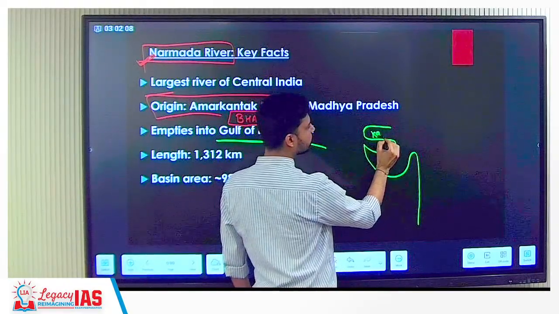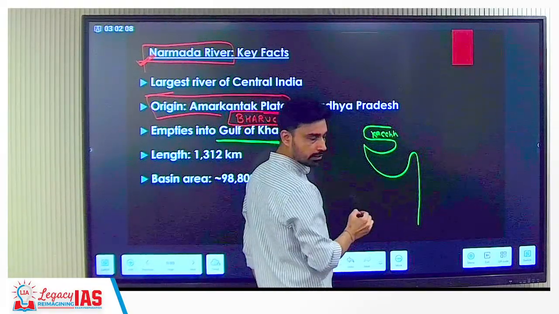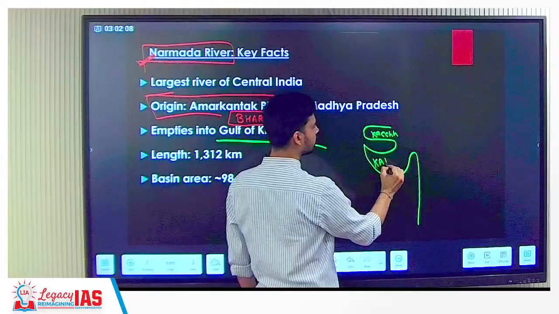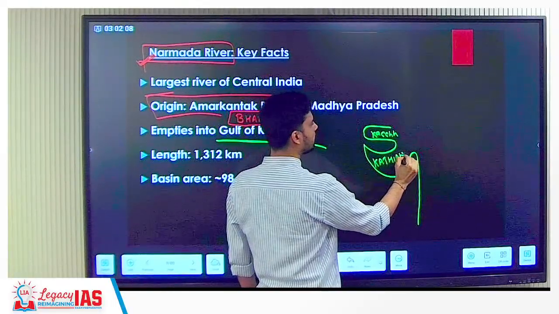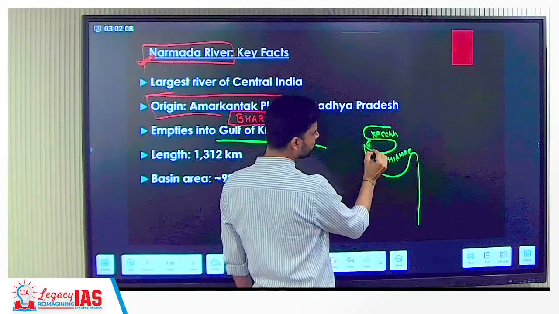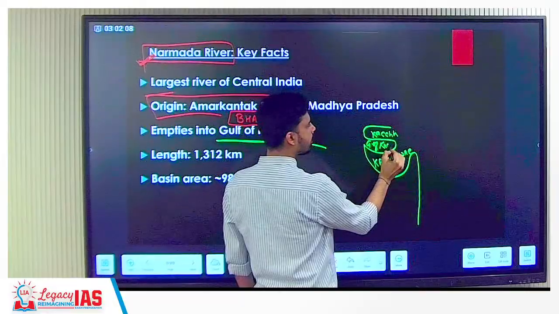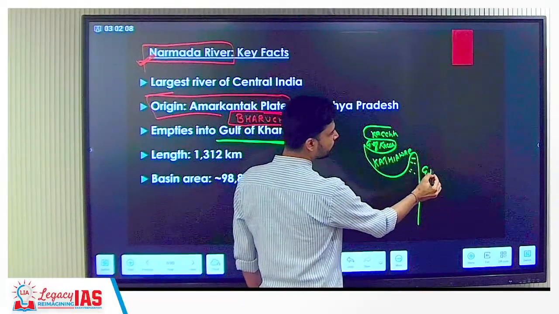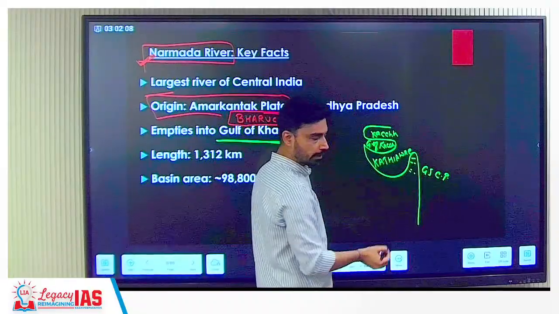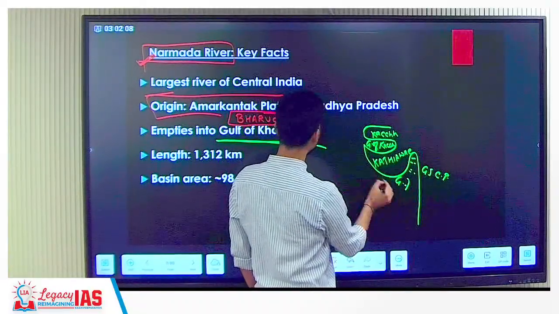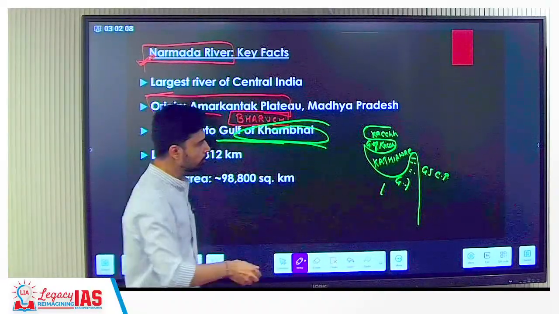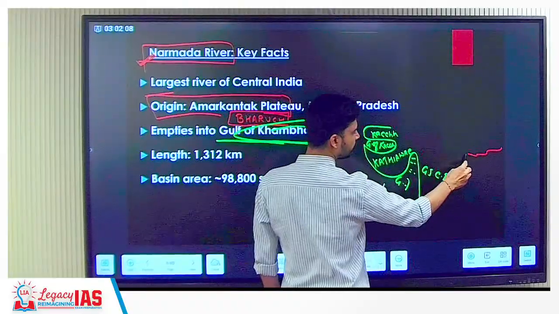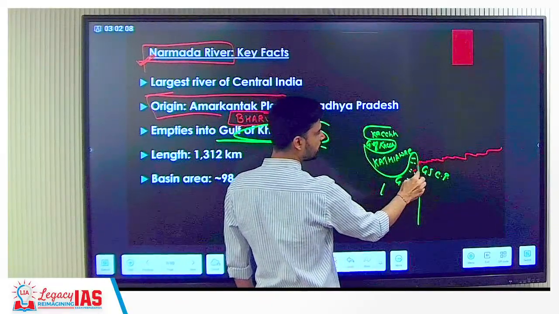This is which region? The coastal plain we have studied, called Kutch. And this is what region? Called Kathiawar. Between Kutch and Kathiawar, what would you find? The Gulf of Kutch. And here, between Kathiawar and this, what we have referred to as the Gujarat coastal plain, what would you find here? The Gulf of Khambhat. So the river is coming from here, the Amarkantak Plateau, flowing between the Vindhya and Satpura ranges and drains out.